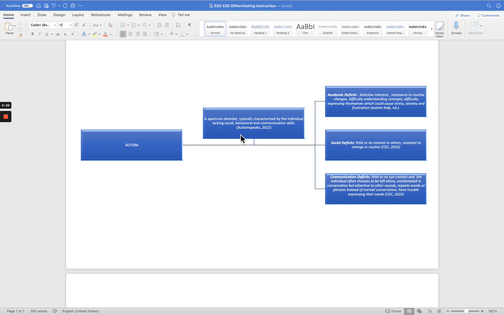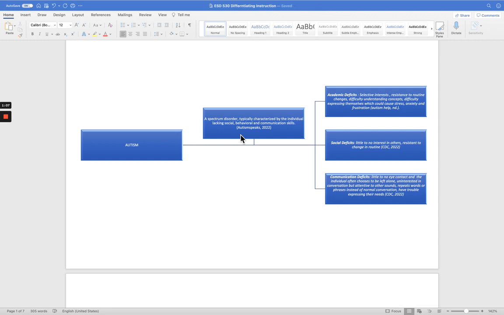Autism is a spectrum disorder typically characterized by the individual lacking social, behavioral, and communication skills. Academically, this will manifest as selective interests, resistance to routine changes, difficulty understanding concepts, difficulty expressing themselves, which could cause stress, anxiety, and frustration.